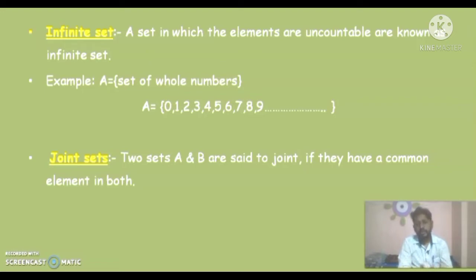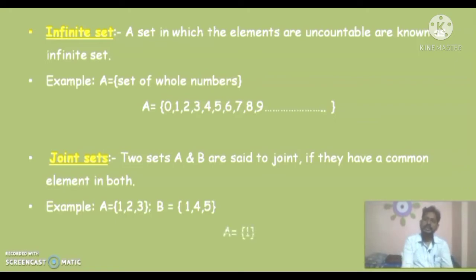No. Two sets A and B are said to be joint if they have a common element in both. Let us take two sets, A and B. For example, A is equal to {1, 2, 3} and B is equal to {1, 4, 5}. Identify the elements in set A: 1, 2, 3. Identify the elements in set B: 1, 4, 5. Which is common? 1 is common. So A and B are called joint sets because the common element is 1.